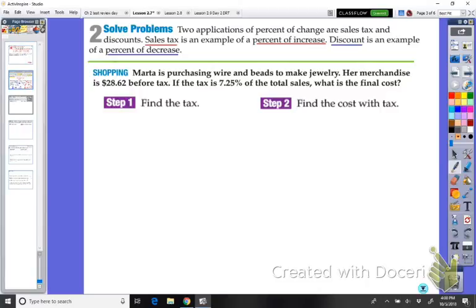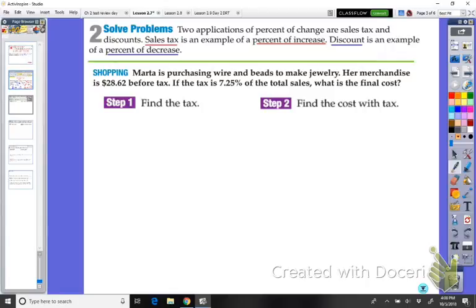All right, so we have applications of percents of increases and decreases. Sales tax is a percent of increase because it increases our total. Examples like finding a tip at a restaurant are also a percent of increase. So we have someone who's purchasing wire and beads to make jewelry. The merchandise is $28.62 before tax, and the tax rate is 7.25% of the total sales.